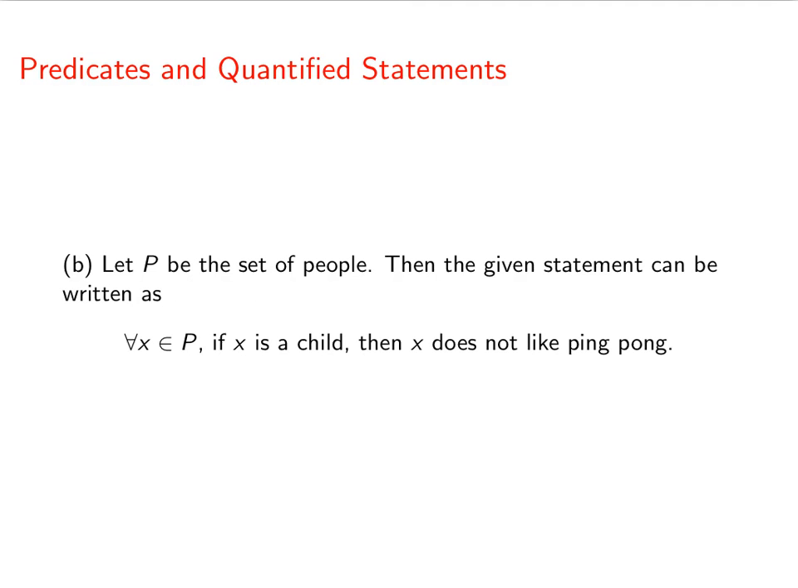And then for part B, we'll create a set. It's a set of all people. Then this statement can be written as for all x in P, if x is a child, then x does not like ping pong. Now this is a pretty stuffy way of writing something like this. But all we're doing is trying to practice the idea of taking something that we'll express in natural language and rewriting it more formally. There will come a time in which this is a useful skill to have.